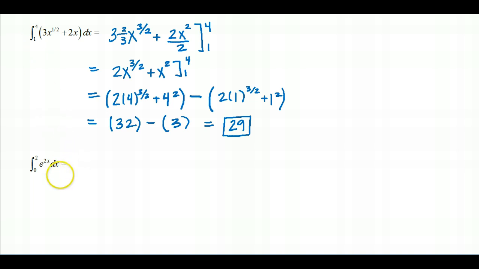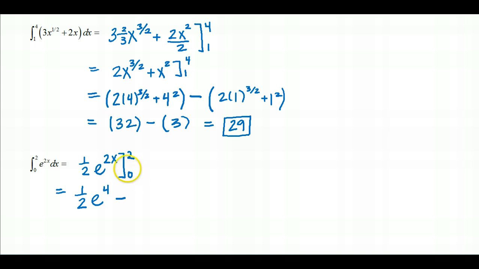So now let's try one with an exponential function. I have the integral from 0 to 2 of e to the 2x dx. So here the general antiderivative of e to the 2x is 1 over 2 e to the 2x evaluated from 0 to 2. So my rule tells me that I'm going to substitute in the top limit of integration first. So I have 1/2 e to the 4, because if I plug in 2, 2 times 2 is 4, minus, and now I have to substitute in 0.